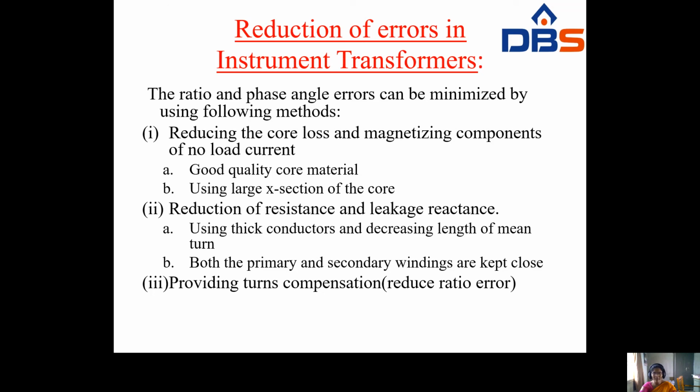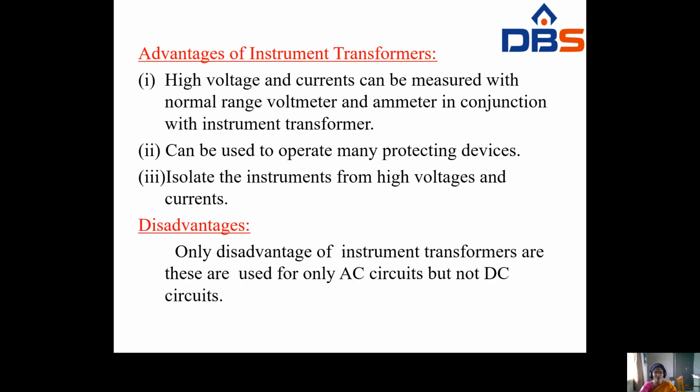Next one is what? Both primary and secondary windings are kept close. Primary as well as secondary winding both are kept close. Next one is providing turns compensation. Whenever you provide turns compensation, it is useful to reduce the ratio errors.